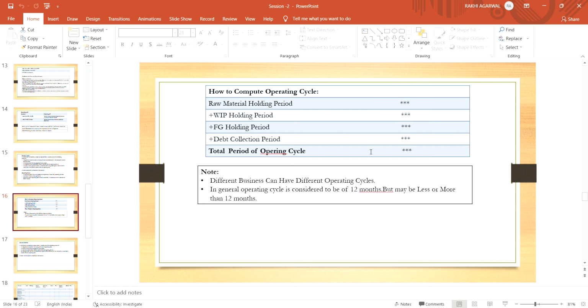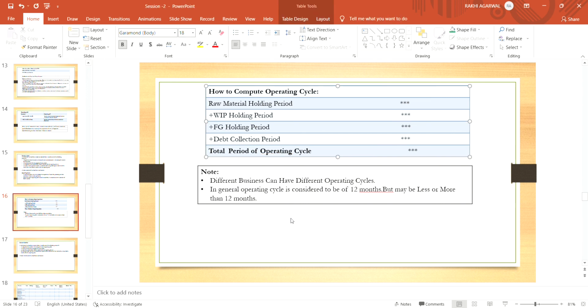How will we compute the operating cycle? The raw material holding period, how much time is required for raw material processing, then WIP holding period, then finished goods holding period, then debt collection period. All these combined together make an operating cycle. Different businesses can have different operating cycles.